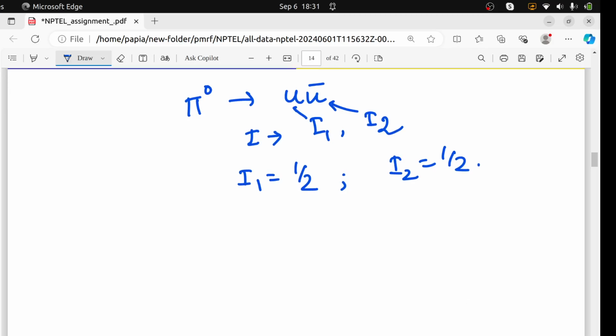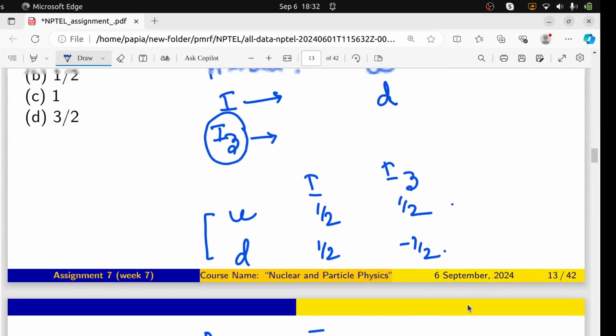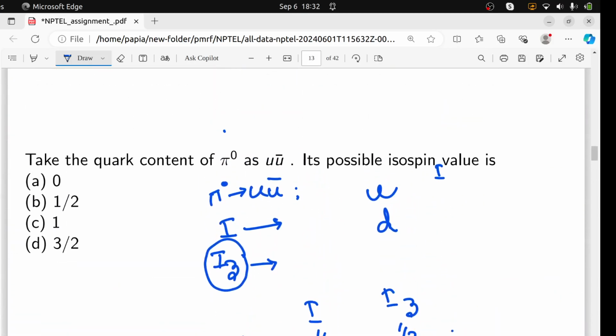So if it is a quantum mechanically additive quantum number, that means I can have the value from mod I1 minus I2 to I1 plus I2. So half minus half means 0, and half plus half means 1, in steps of 1. Obviously in steps of 1, in between 0 and 1 there is no point, that means I equals 0 and 1. Okay, so take the quark content of pi 0 as u u bar. Its possible isospin value is 0 as well as 1.